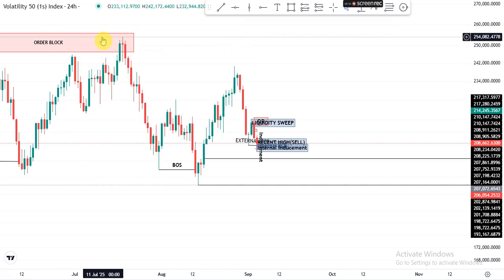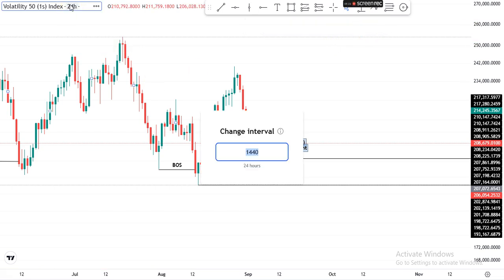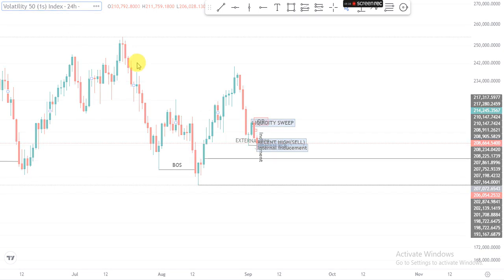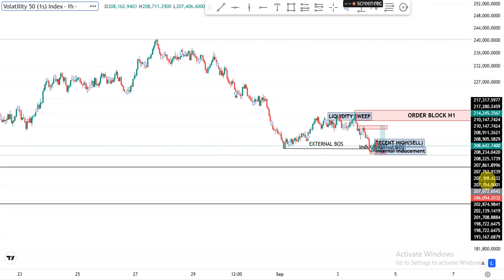I use 1 hour because it helps me to see the current happening. So maybe you woke up at 10 o'clock, 11, just go to 1 hour or 4 hours. So let's go to 1 hour. I want to see the current happening there. So the trend noted on the higher time frame is what? Sell. So the market is selling.